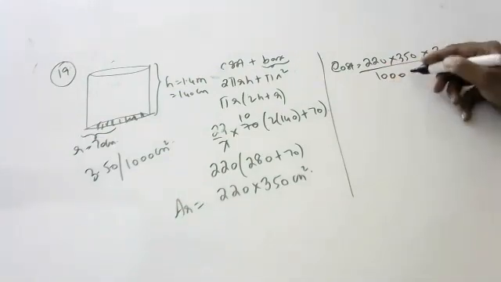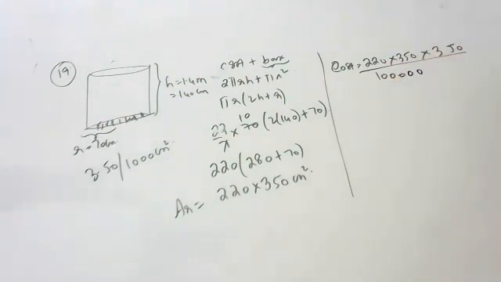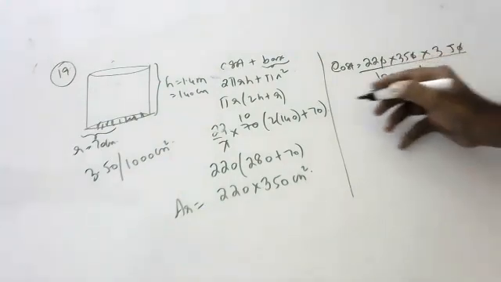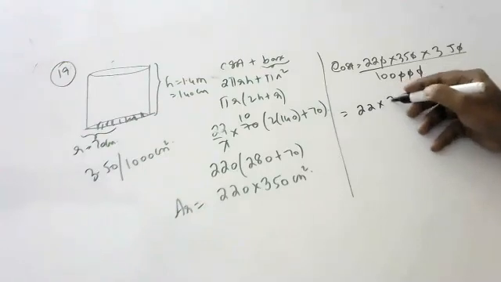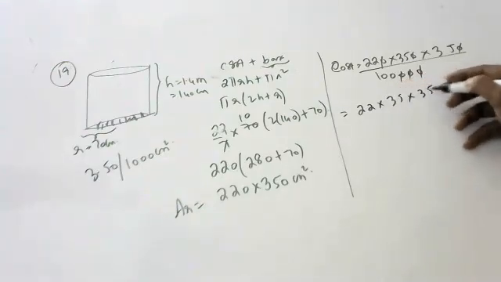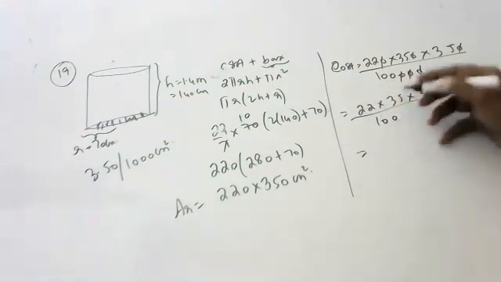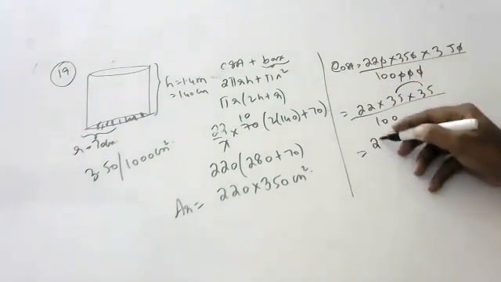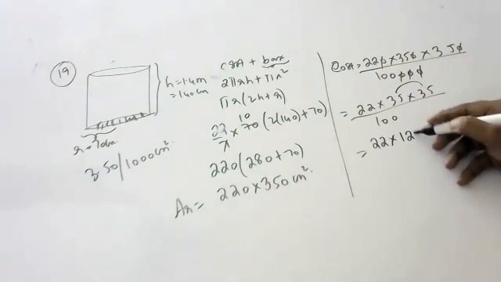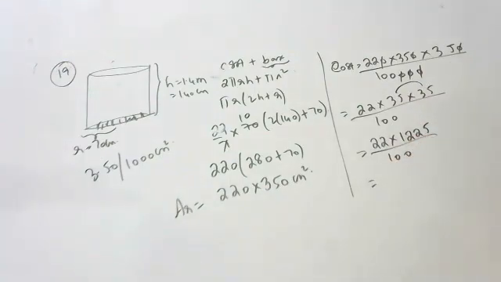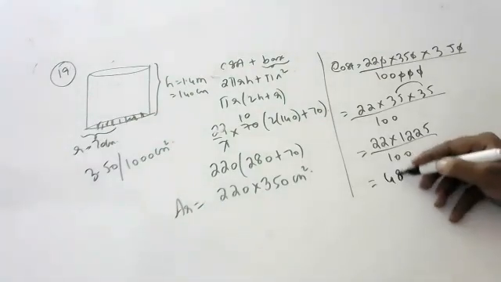Remove this point also, 2 more zeros will come. 0, 0 cancel, 0, 0 cancel. So 22 into 22 into 35 into 35 by 100. 35, 35 is 1225 by 100. So the answer will finally be 485 rupees 10 paisa.